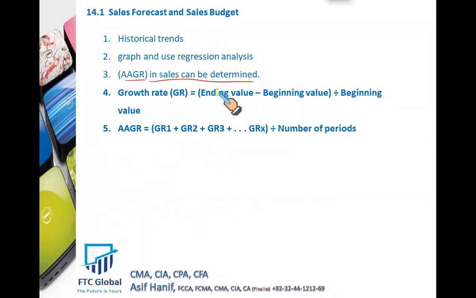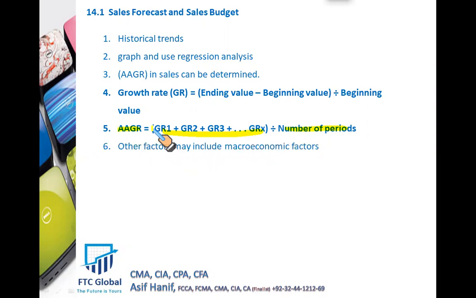Growth rate is calculated by taking the ending value less the beginning value divided by the beginning value. Remember, for year 2, year 2 minus year 1 divided by year 1. Same if you want to calculate the growth rate for year 3: sales for year 3 minus sales for year 2 divided by year 2. And this is how we calculated the growth rate for each year. When you have the growth rate for 4 years, divide by 4. When you have the growth rate for 5 years, divide by 5. This will give you the average annual growth rate. And you can use this percentage to anticipate, to project, or forecast your sales for the future.